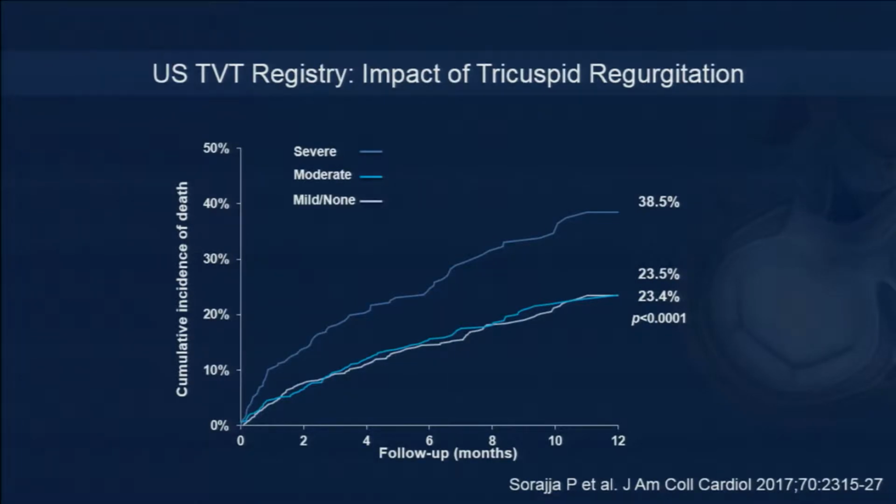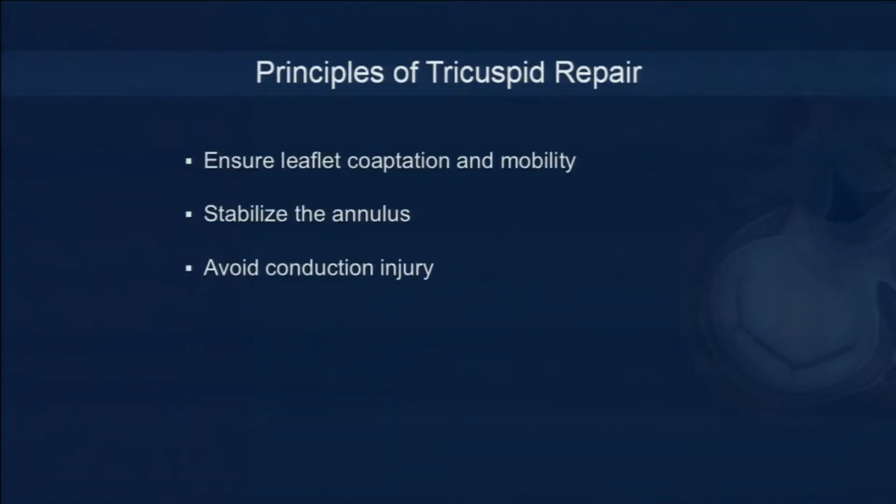And if you look at people who had mitral clip repair with significant TR, you can see that if they have severe TR, they don't do very well. About 38.5%, 40% die at 1 year. So certainly, this is an unmet clinical need.